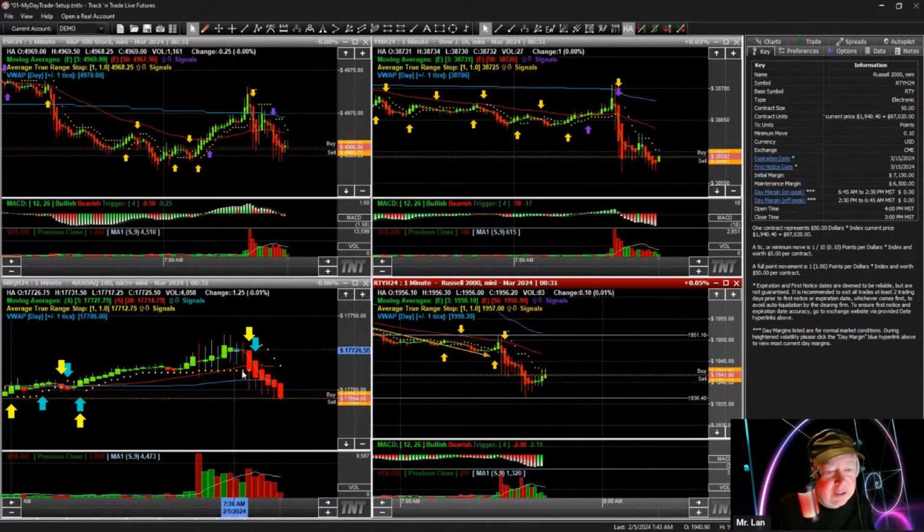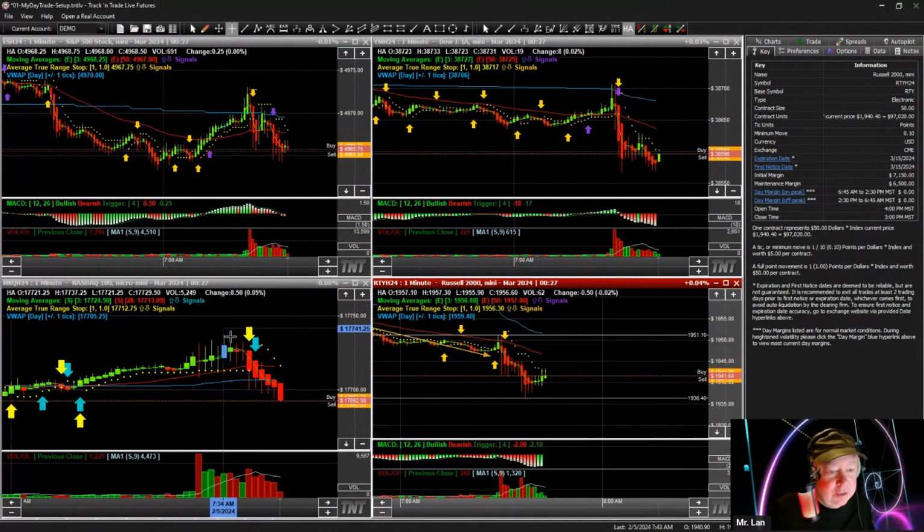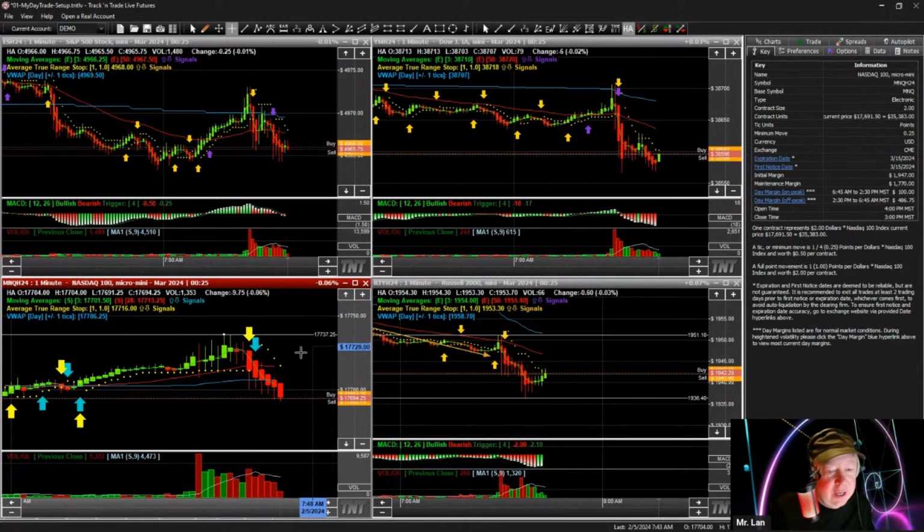Right now, the NASDAQ's still trying to come down a little bit. Still hasn't established its low, so we're going to come in here. We'll draw this line across here on the NASDAQ. Let's wait for it to come down and turn and start to rally a little bit.